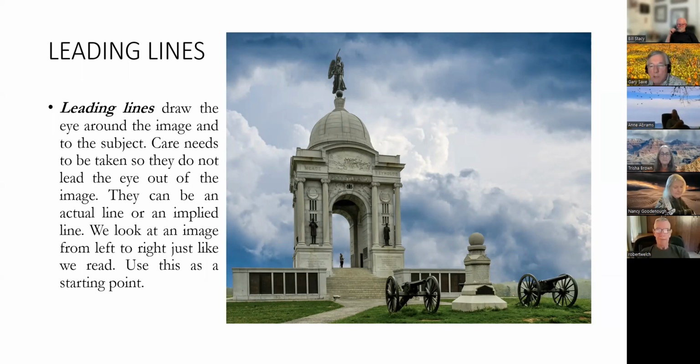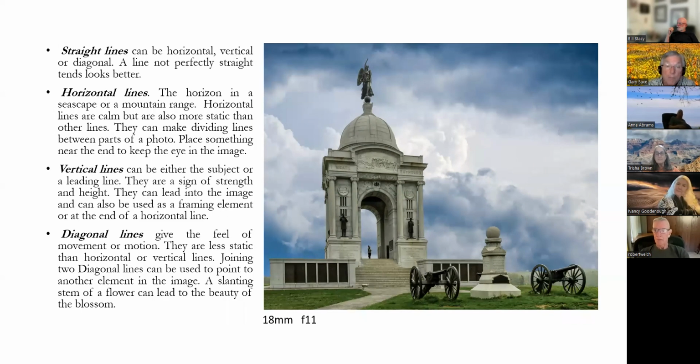Pennsylvania Memorial, Gettysburg, probably the most important picture that you'll see today. The reason why is because it explains a lot about leading lines. Straight lines can be horizontal, vertical, or diagonal. A line not perfectly straight tends to look better. Horizontal lines: the horizon in a seascape or mountain range. Horizontal lines are calm, but also are more static than other lines. They can make dividing lines between parts of a photo, placing something near the end to keep the eye in the image.